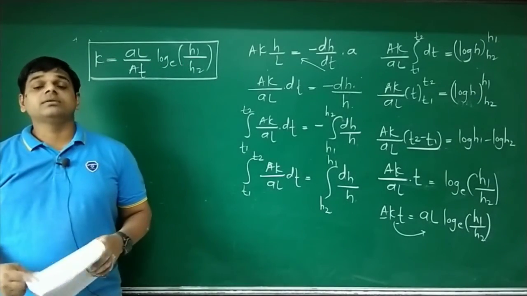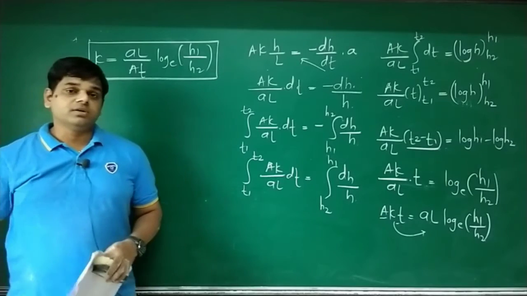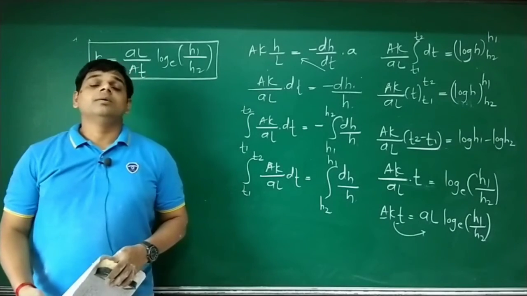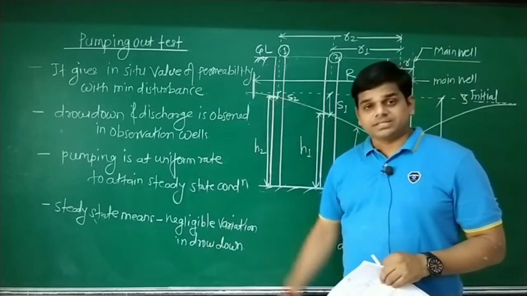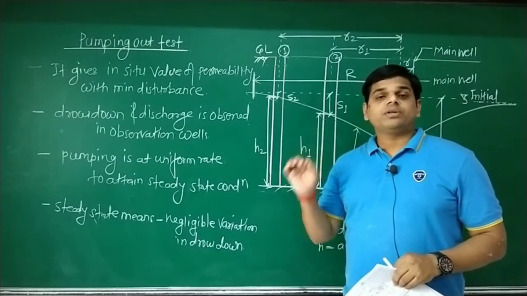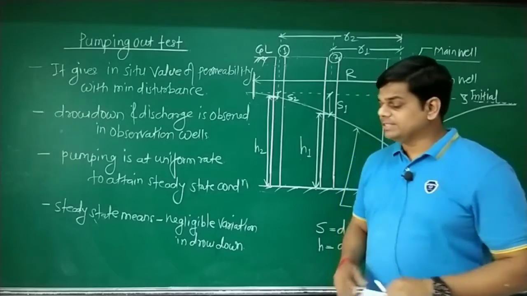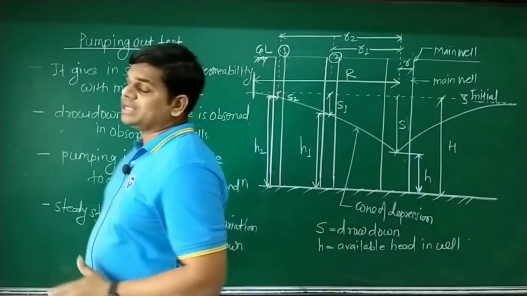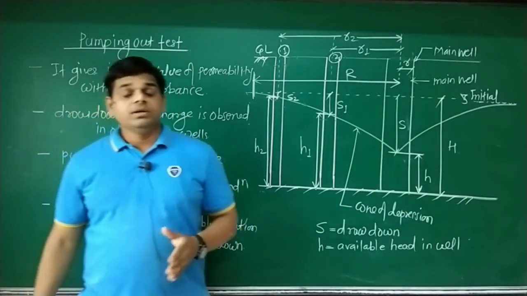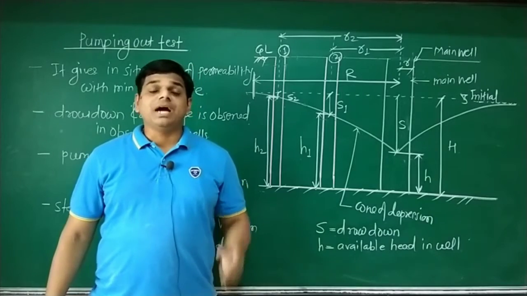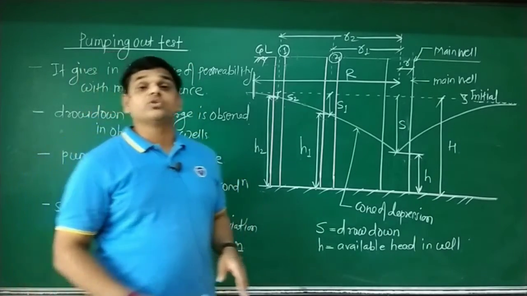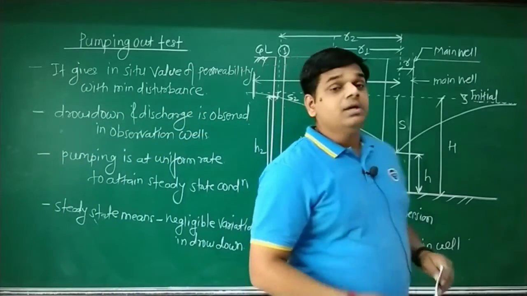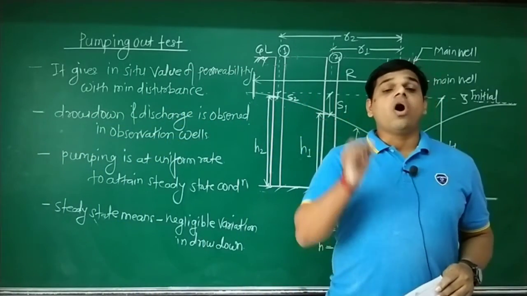Now after this, let's move to the third method, which is a field method, that is pumping in and pumping out test. Pumping out test. Most important sentence for 1 mark in all examinations: pumping out test is a field method. The values of permeability are obtained directly on field. There is no need to bring the soil samples to the laboratory. The testing is done on site.